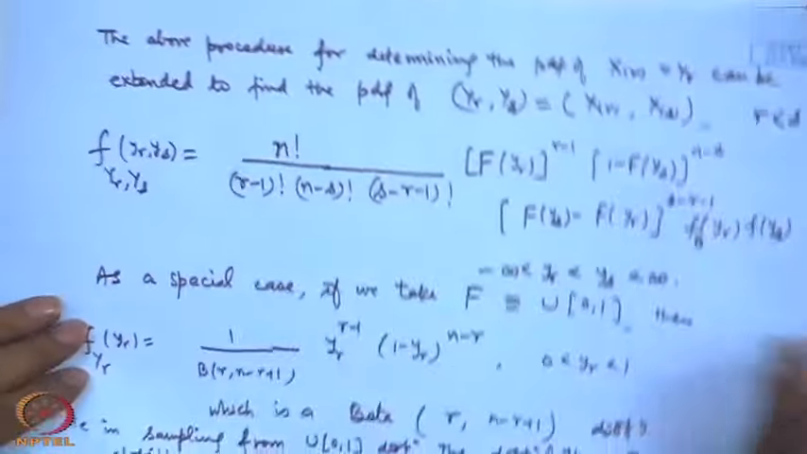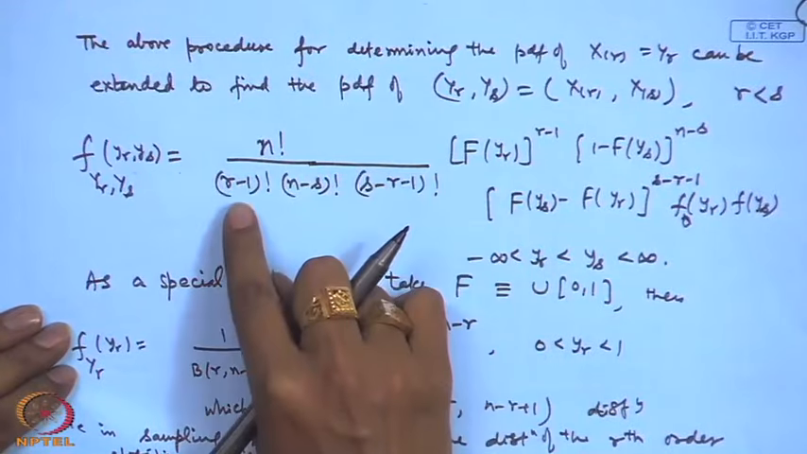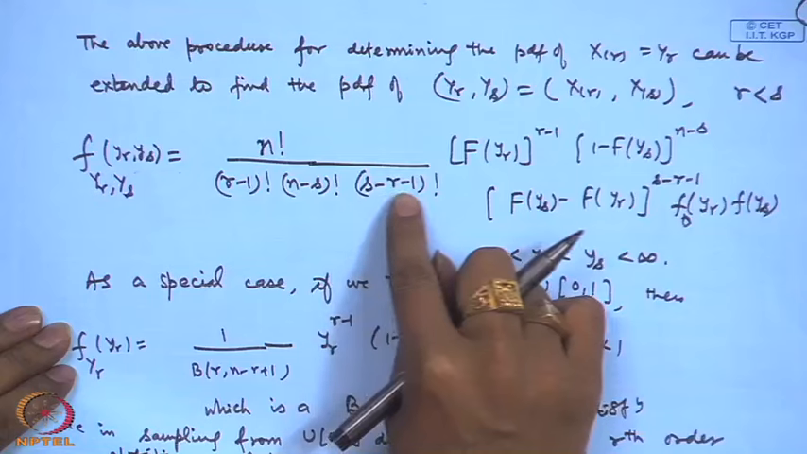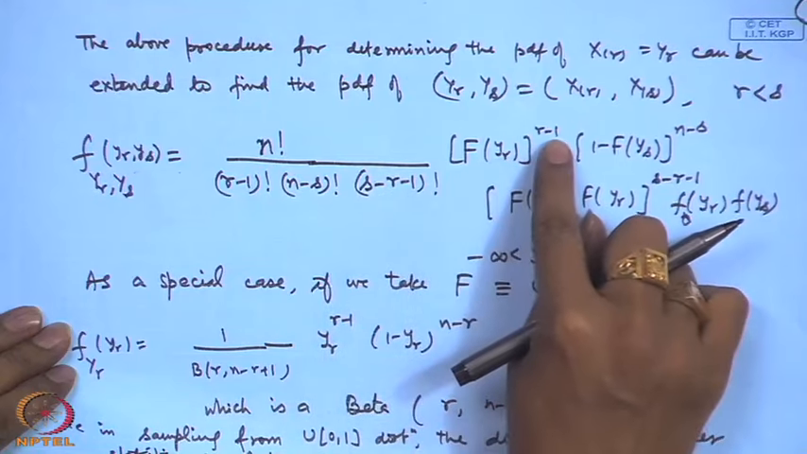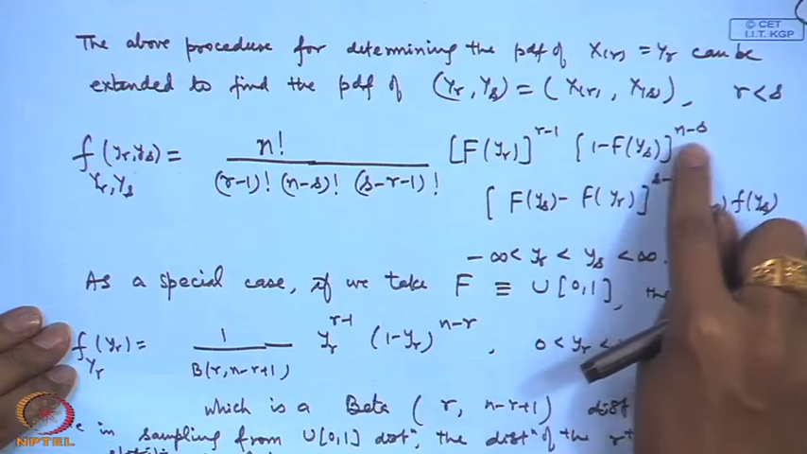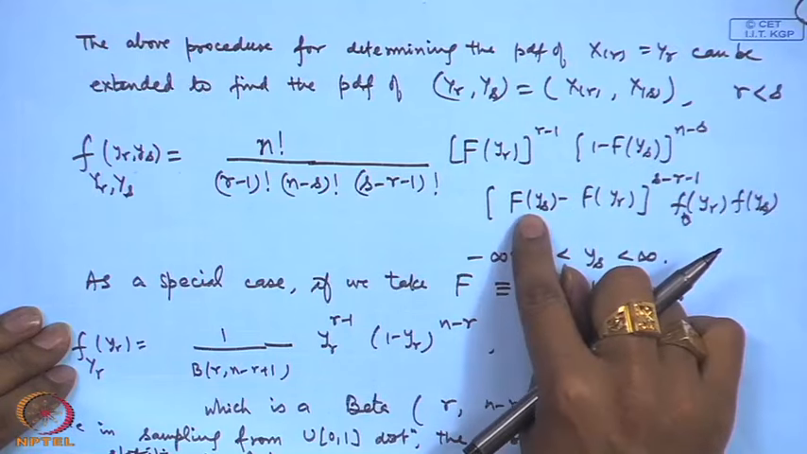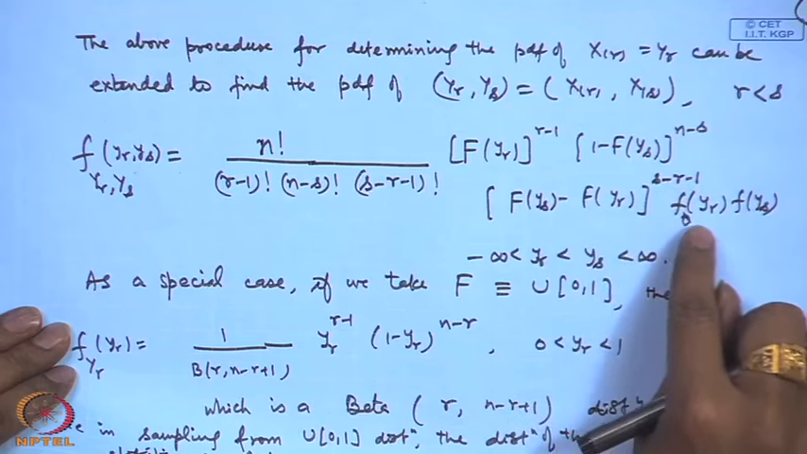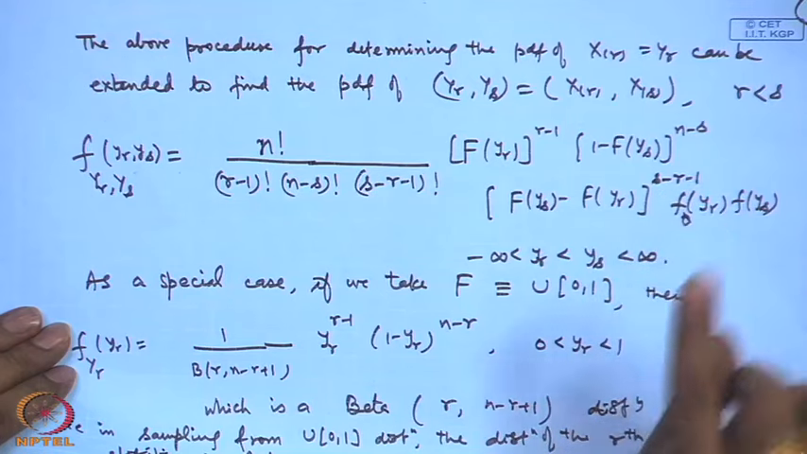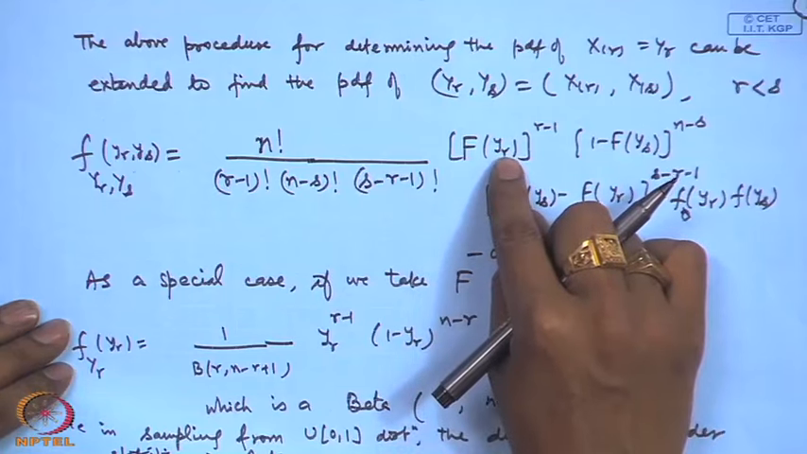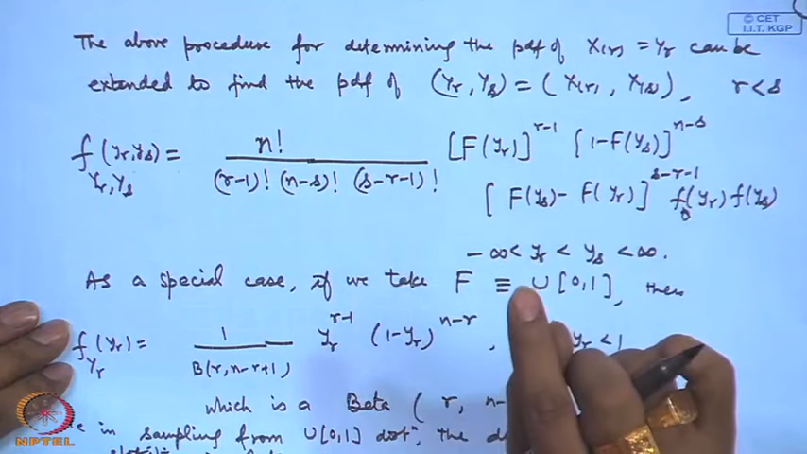That was obtained as n factorial by (r minus 1) factorial (n minus s) factorial (s minus r minus 1) factorial, F to the power r minus 1 at y_r, (1 minus F at y_s) to the power n minus s, then (F of y_s minus F of y_r) to the power s minus r minus 1, multiplied by the densities at y_r and y_s. So, now I will take r to be k and s to be k plus 1. If we do that, then what do we get?